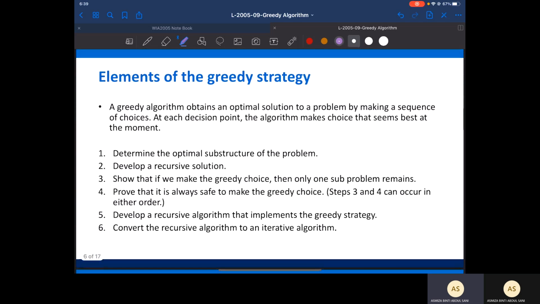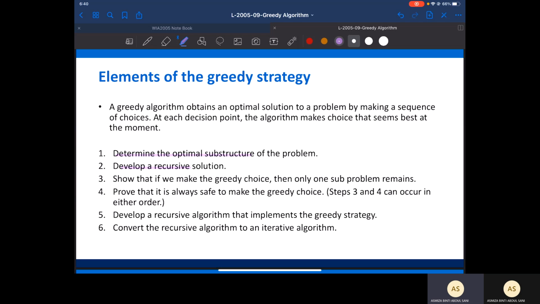Okay, so elements of the greedy strategy. These are the steps in order for you to apply the greedy strategy. In step one, you need to determine the optimal substructure, and after that, you're going to develop a recursive solution.